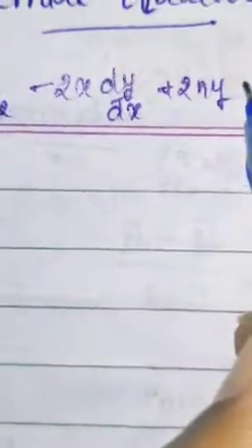Today we will solve Hermite equation. What is Hermite equation? This is a differential equation which is expressed as d square y by dx square minus 2x dy by dx plus 2ny is equal to 0. We have to find the solution of this Hermite equation.